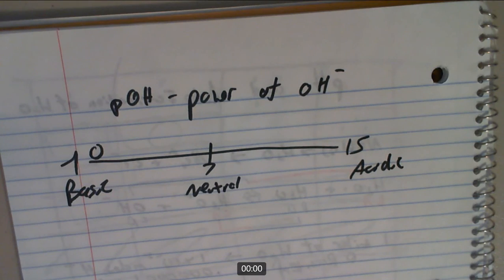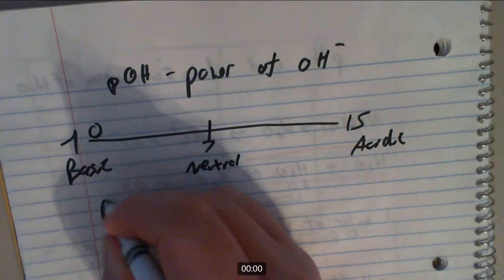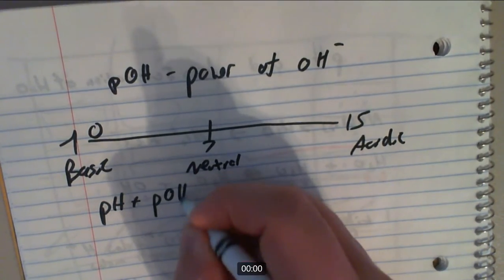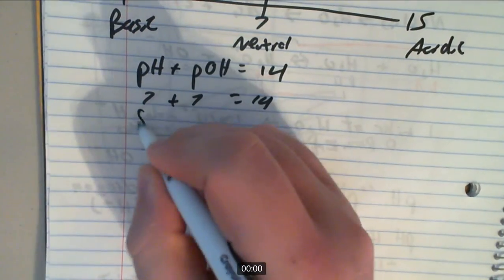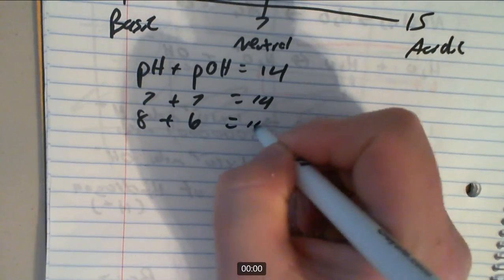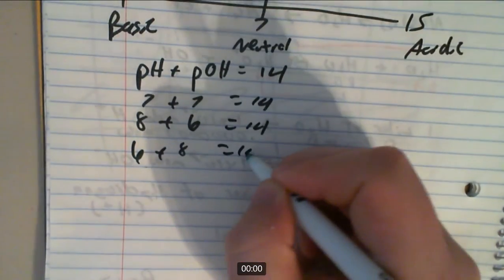You do need to be able to flip back and forth between pH and pOH. It's very easy. pH plus pOH will always equal 14 at room temperature. So if the pH is 7, the pOH is 7. If the pH is 8, the pOH is 6. 7 plus 7 will equal 14. 8 plus 6 will equal 14. 6 plus 8, so on and so forth. It has to equal 14. Okay? And to find pOH, it's very similar. You take the negative log of the hydroxide concentration.